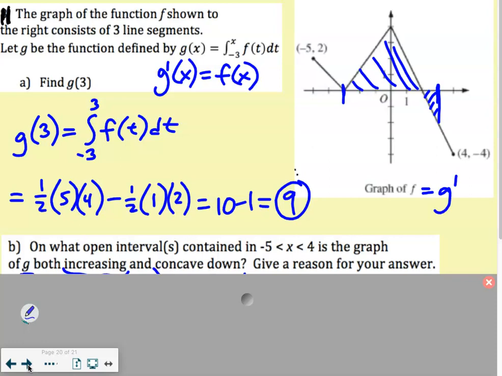And now we're back in chapter 4. Right? 3, 4, I don't know. 4. We're in chapter 4. Okay. So this is the graph of g prime.